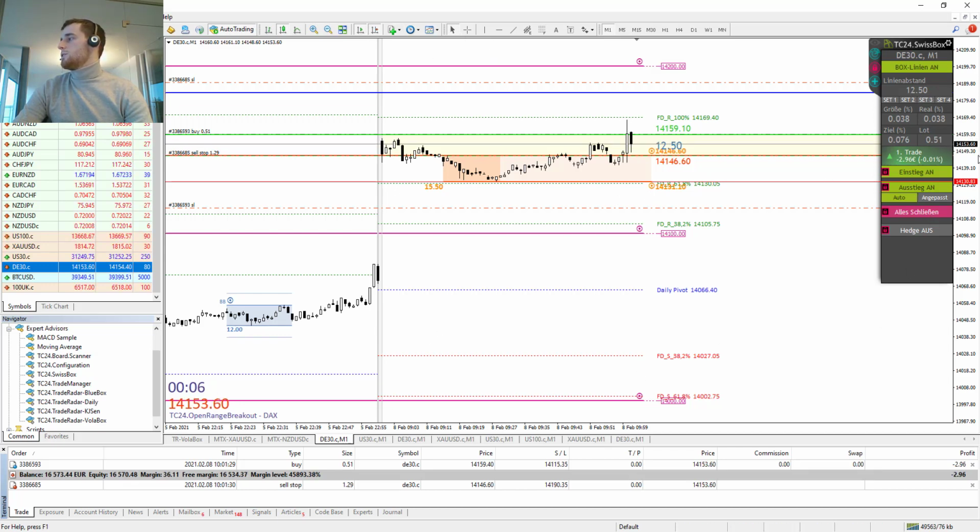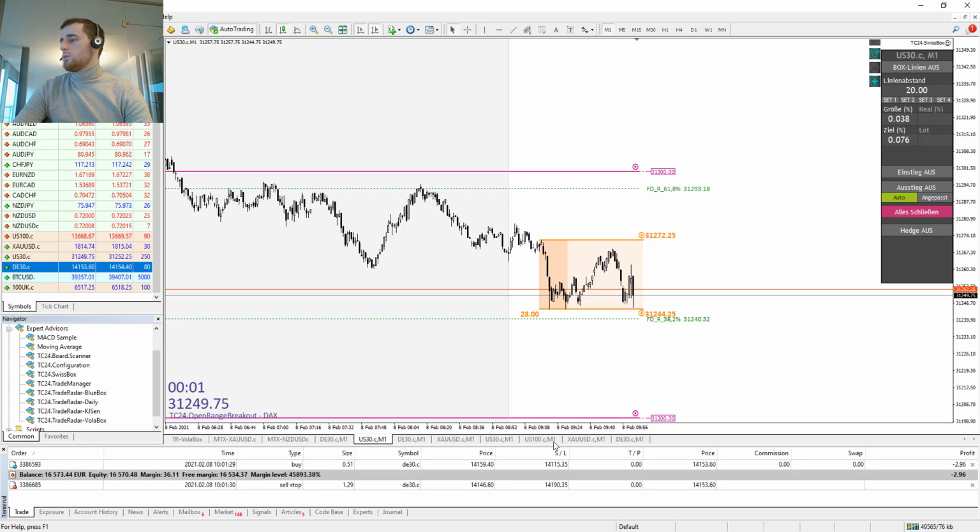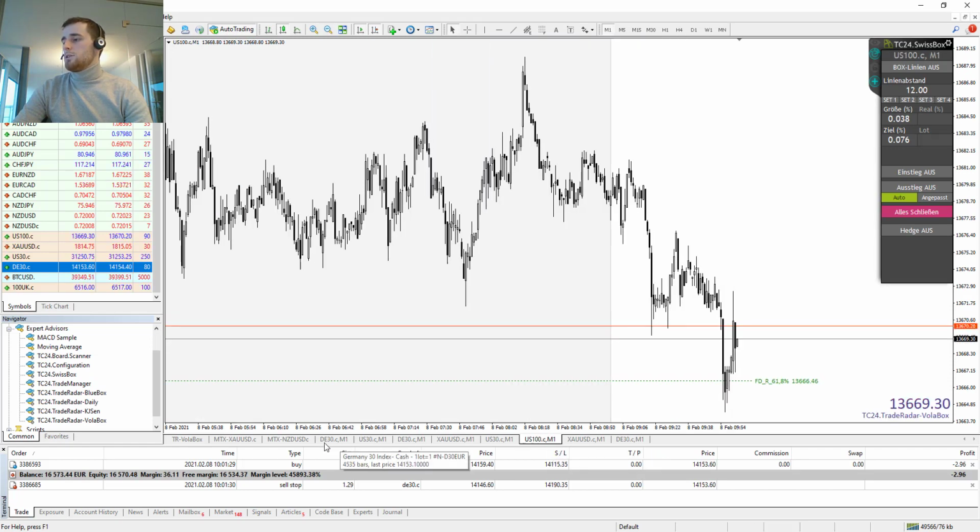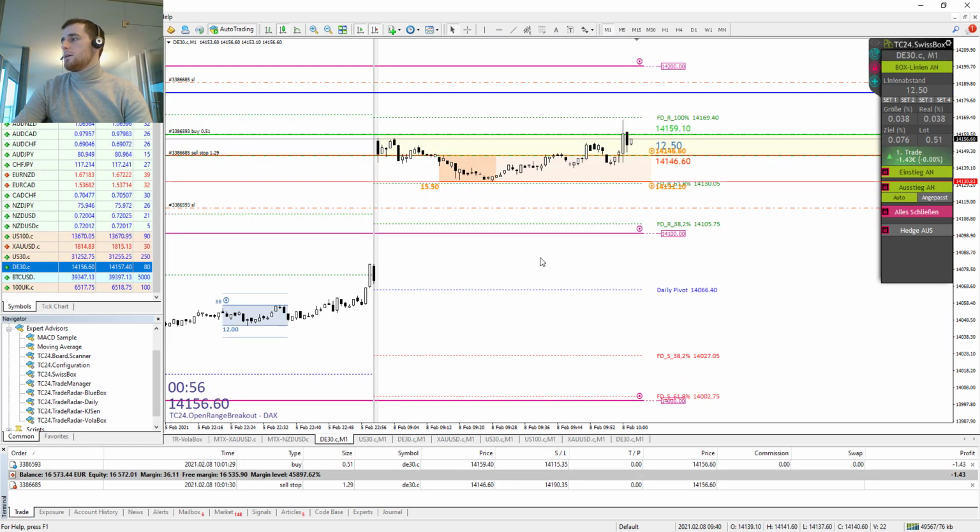So this morning we're actually traveling at new all-time highs for the DAX, as well as the Dow Jones and also the Nasdaq. We just touched and skimmed the top of that new all-time high this morning.